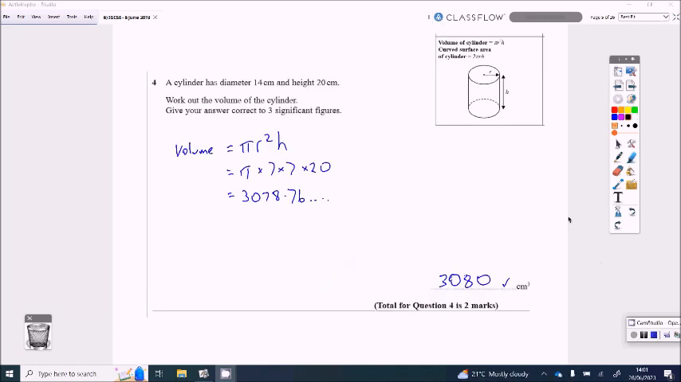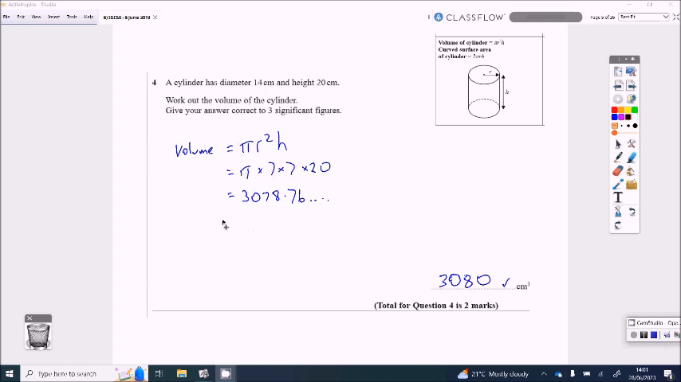Question 4. Now we're being asked to work out the volume of this cylinder. Well, the volume of a cylinder is one of the given formulae. It's pi r squared h. So the area of the circle multiplied by the depth of the prism, the depth of the cylinder. Now the radius is half the diameter. So our radius is 7. So it's pi times 7 squared times the height, which is 20.